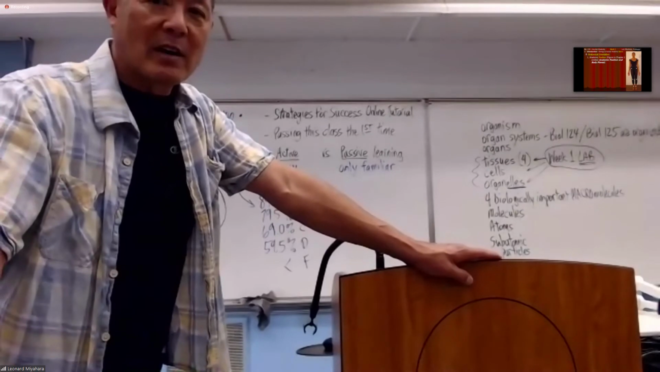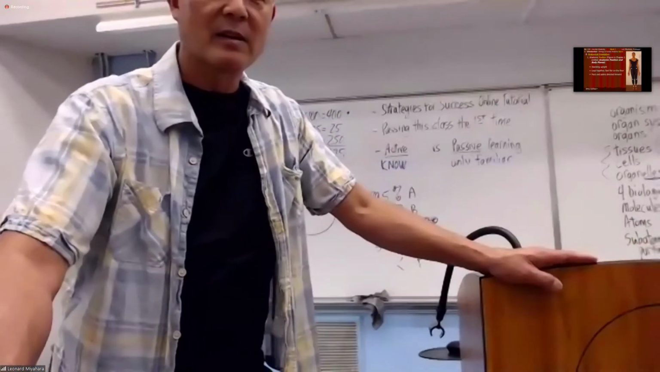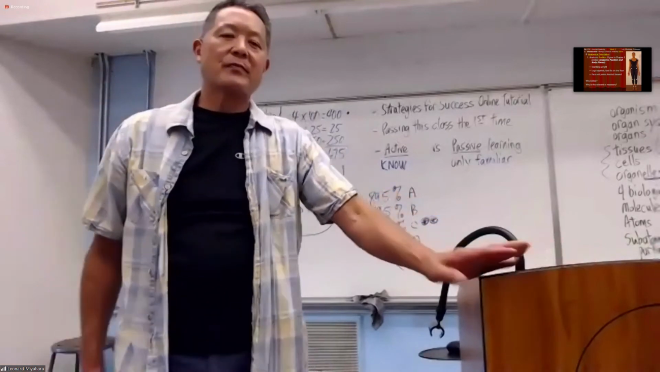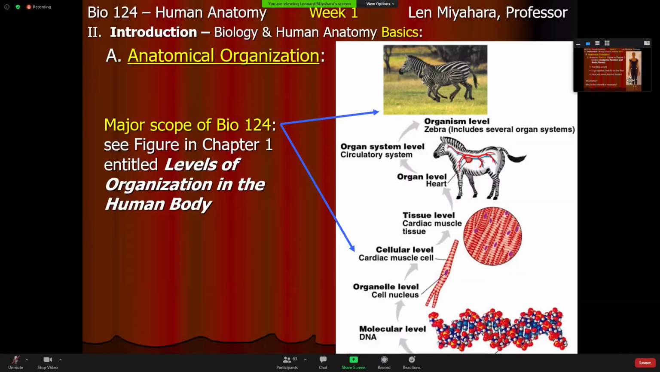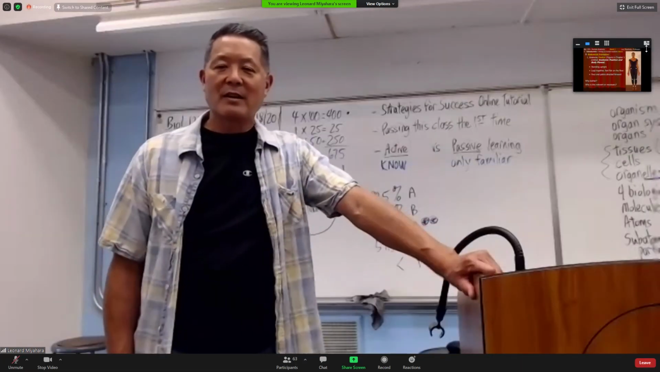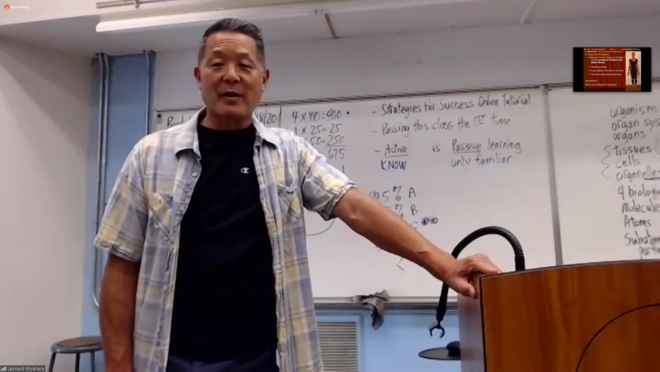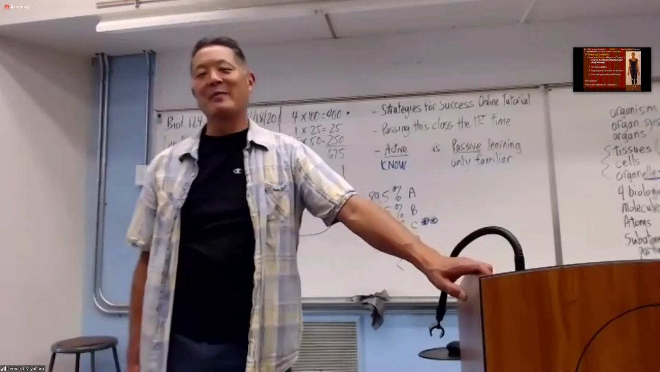All right. Now let's talk about anatomical position. This is standing upright, legs together, feet flat on the floor, face and palms forward. Okay, now look at those 3 bullets. Look over them. Do you think you know them? No, you don't know them. You're only familiar with them.